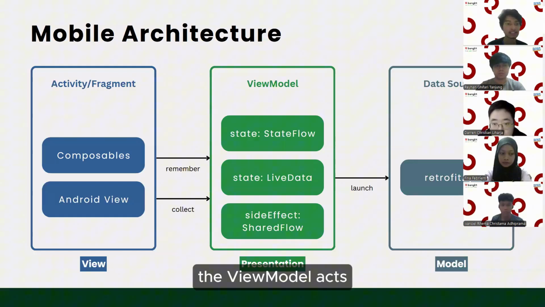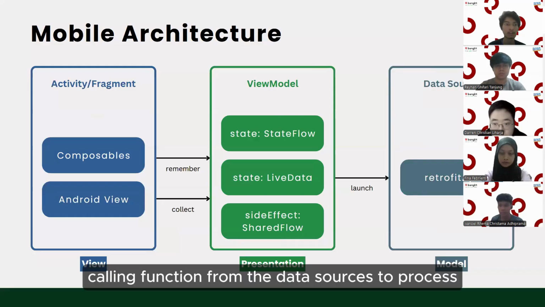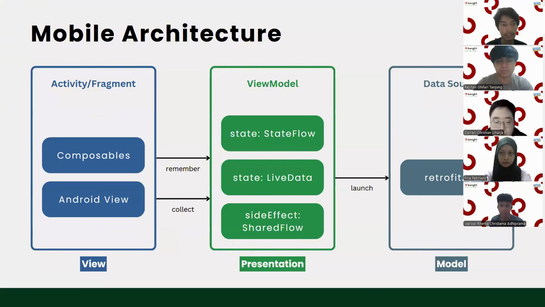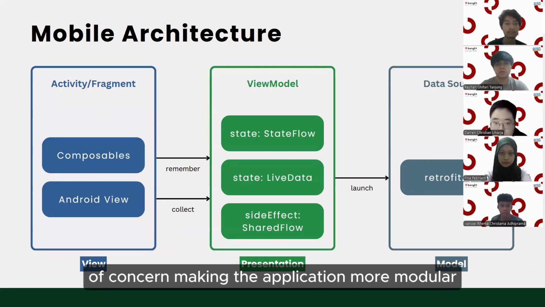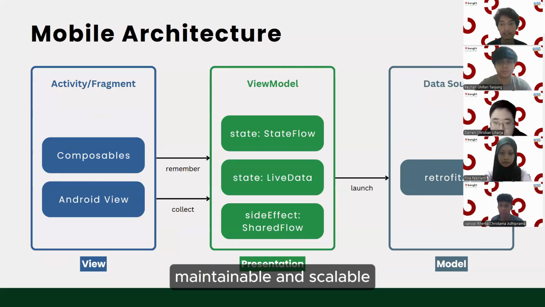The view model acts as the bridge between the view and the model, calling functions from the data sources to process or fetch the required data. This architecture ensures a clear separation of concerns, making the application more modular, maintainable, and scalable.